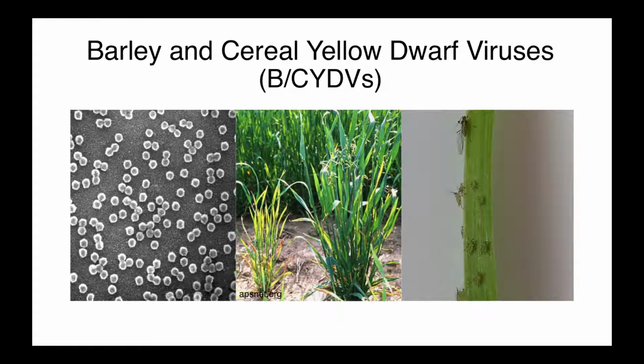So the system that I used for looking at nutrient effects on stable coexistence was barley and cereal yellow dwarf viruses. These are RNA viruses. It's a group that includes several different species. And when they infect grasses, they cause stunting and discoloration and reduce seed production. And they are vectored by aphids. So some of the viruses have the same aphid vectors and some have more specific ones.